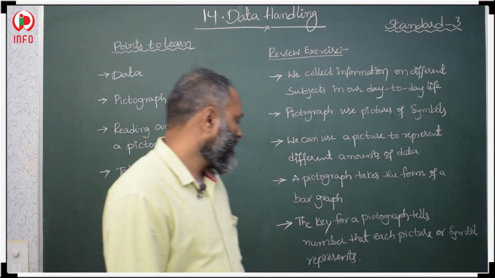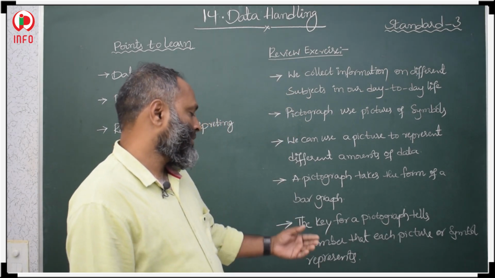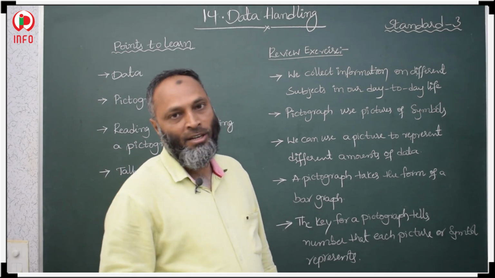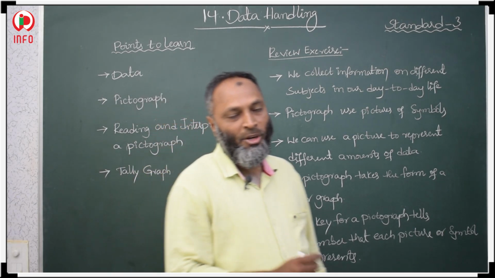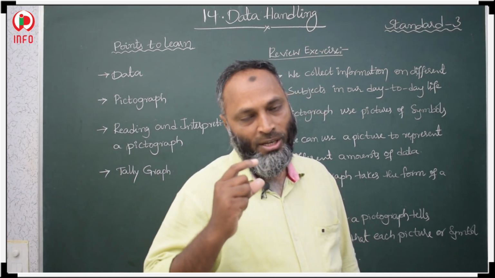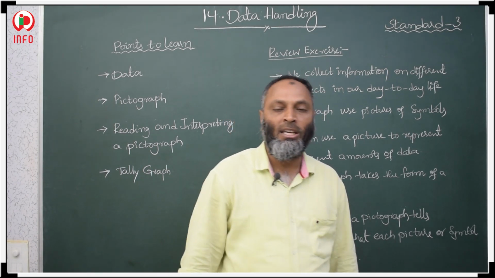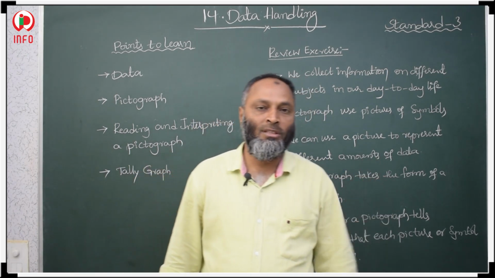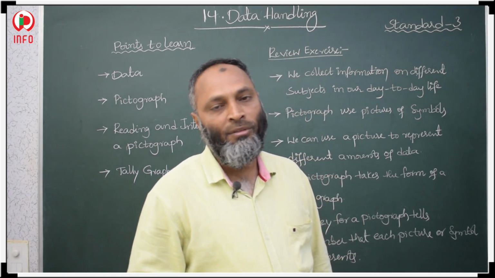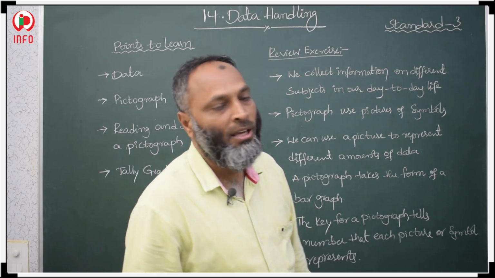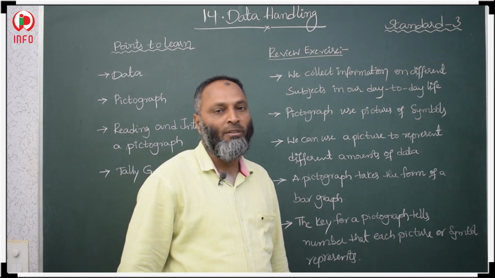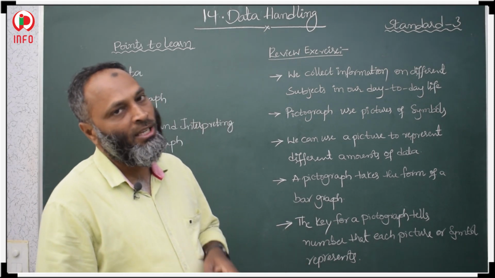Now, the key for the pictograph. What is the key in a pictograph? Suppose one book is equal to 10 books, that is the key. So if you draw one book, it represents 10 books. If I draw 5 books in a pictograph, 5 tens are 50, so those 5 books represent 50 books. One book is equal to how much, one pen is equal to how much, one boy is equal to how many boys. That is nothing but the key of the pictograph.